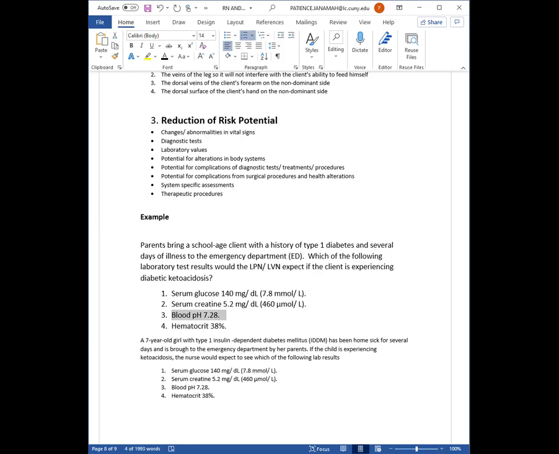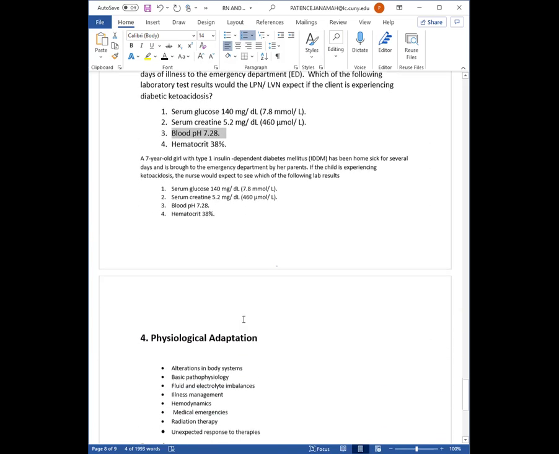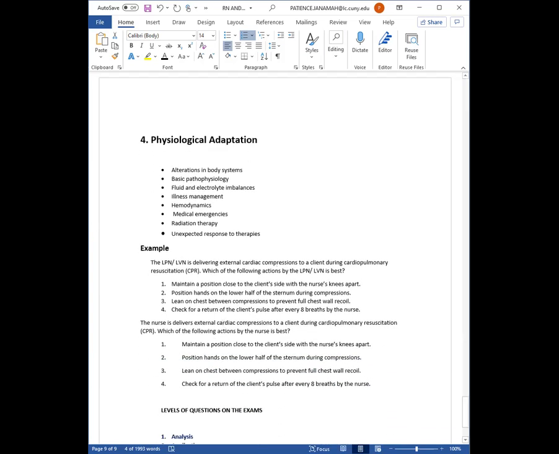The normal pH of blood is 7.35 to 7.45. So if a patient has below 7.35, that means the blood is acidic. And if it's above 7.45, that's metabolic alkalosis. So this one will be metabolic acidosis. And metabolic alkalosis will be when it's above the acidic level. Can I move on to the last section and we close?